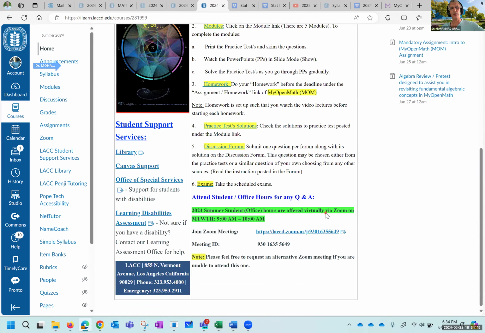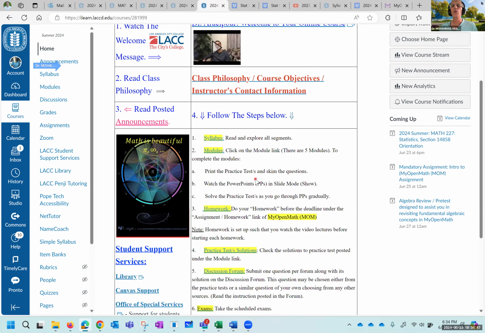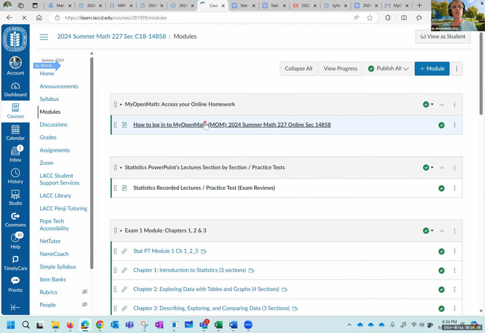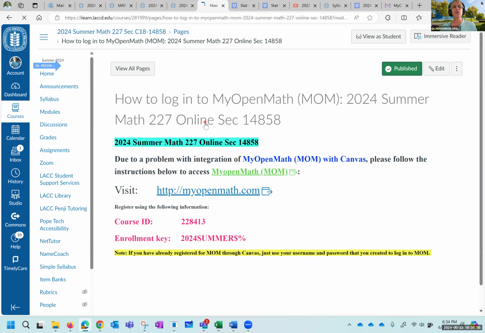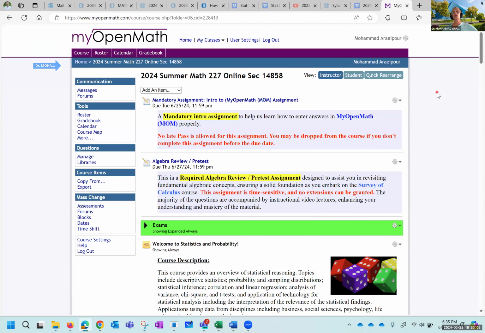So what I want to do now is go over My Open Math. And remember, when you go to modules, the very first one here tells you how to register with My Open Math. When you do that, you can go to your online assignments. Everything that you do as assignments is done here, with the exception of the discussion forum that is done there. When you take your exams, the exam grades will be transferred to Canvas.